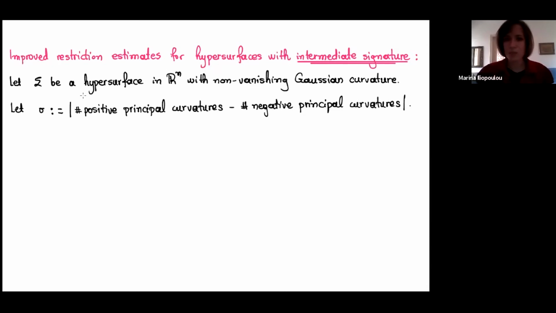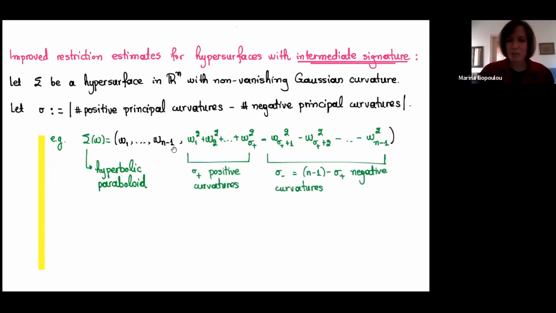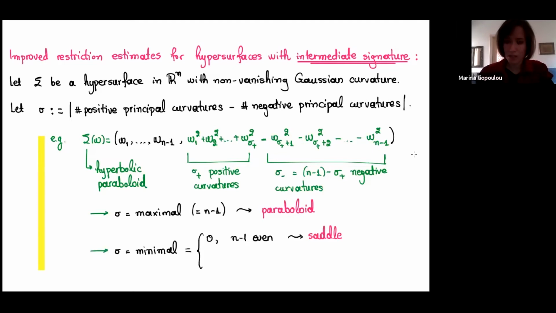So let's see an example. Classic examples are hyperbolic paraboloids, where you see a quadratic form here, and the number of pluses is the number of positive curvatures, and the number of minuses is the number of negative curvatures. So the extremal situations that we don't improve on are, first of all, the case of maximal signature, where you only get pluses, essentially. So that's as large as the signature can get, is n-1, and that's the paraboloid. And the other extreme is a saddle. So that's when we have minimal signature.